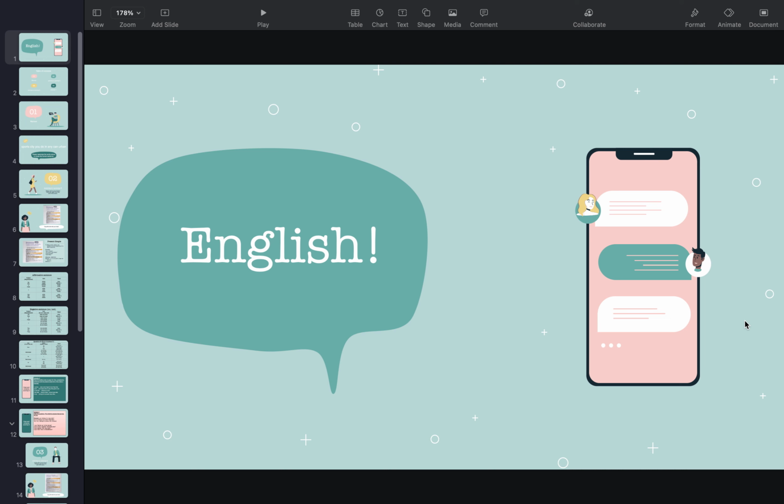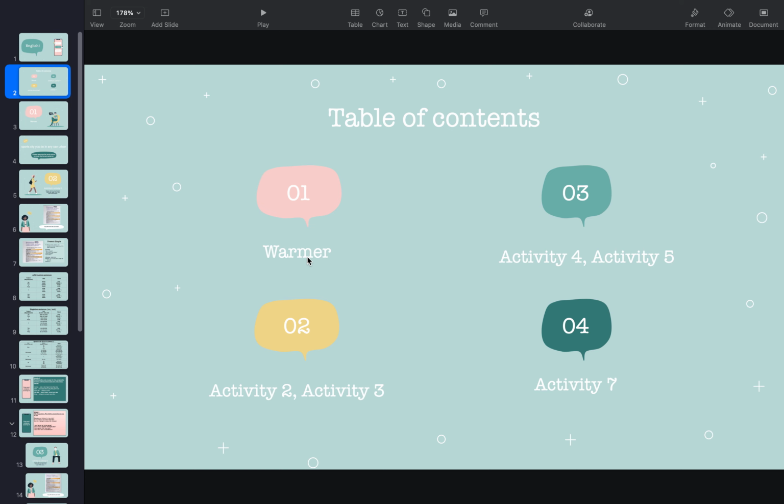Selamat datang semua. Jom kita tengok kita nak belajar apa hari ni. Okay, table of contents, isi kandungan. Number 1, the warmer. Warmer activity as always, pemanas kita untuk bahagian pertama. And number 2, activity 2 and 3. Number 2, kita ada 2 aktiviti, 2 dan 3. Tengok dulu banyak ke sikit?